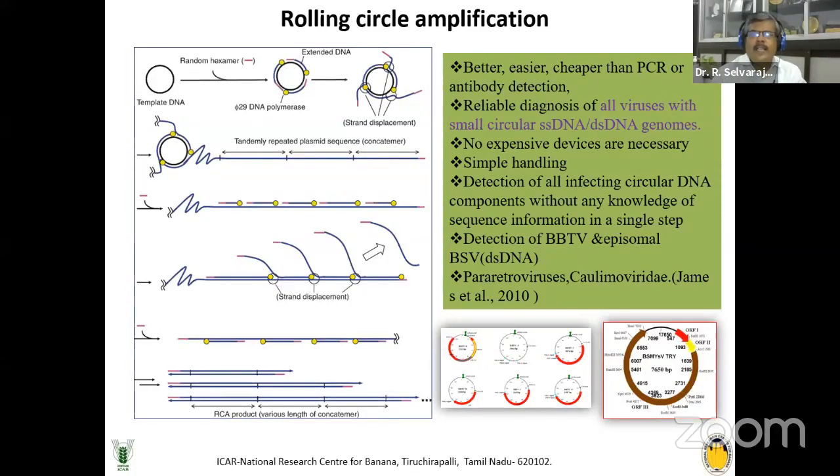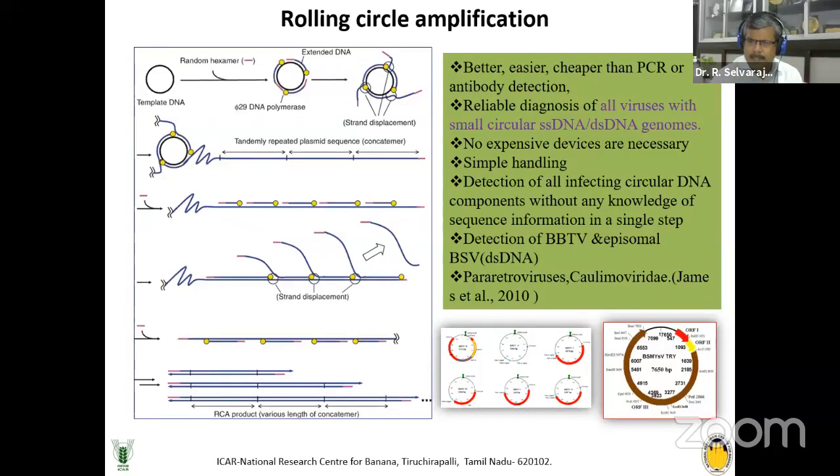Coming to rolling circle amplification, this is another wonderful technique, but you cannot use it frequently for diagnosis. But it can be used for discovery. Here, this phi29 DNA polymerase has strand displacement activity, and that's wonderful. If you just add a random hexamer, you need not have any specific primer. Then this polymerase will give you concatemers. You will get multiple copies of the virus if it is a circular molecule only.